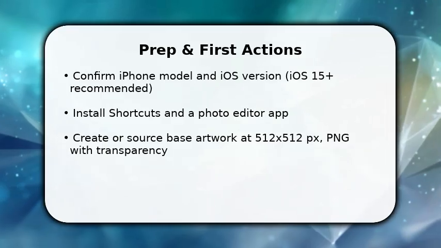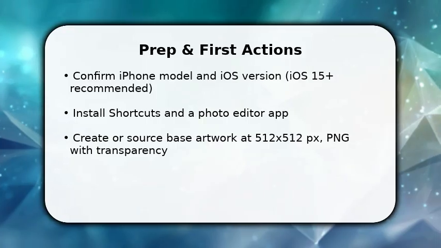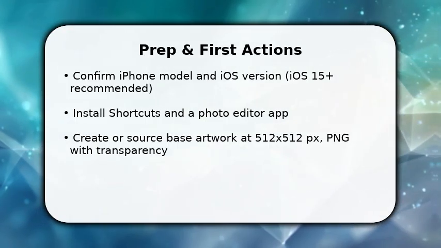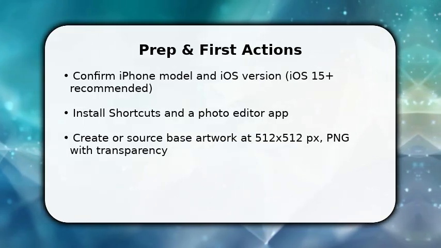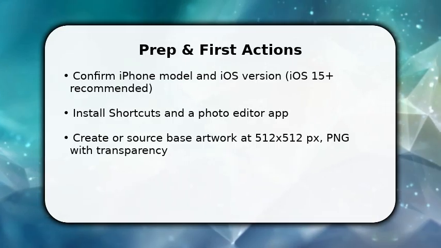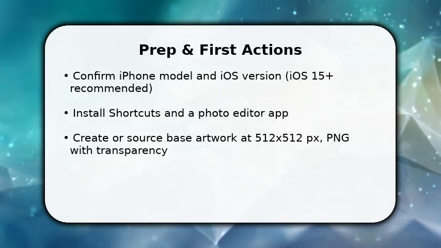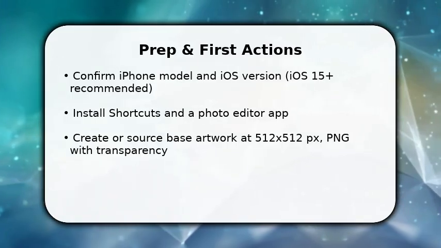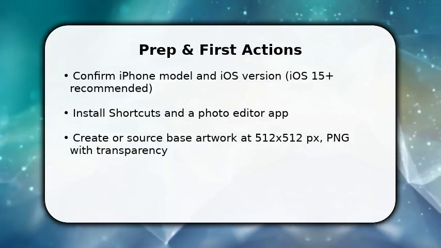You start by preparing the assets and tools. Confirm your iPhone model and iOS version, then open Shortcuts and a photo editor. Once you have a 512x512 PNG with transparent background, import it into Photos. Next, make a new shortcut to convert the image into a sticker or custom emoji using the app's export options.